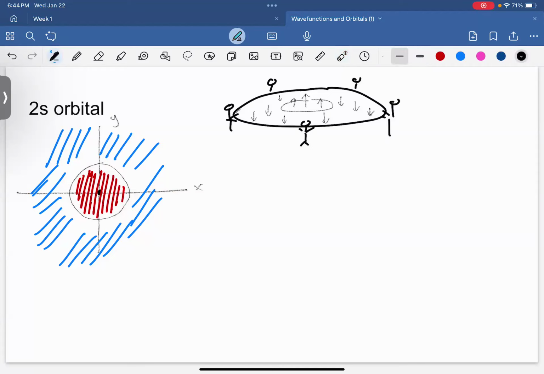So if that didn't make any sense, you can tune back in, and I'll not talk about it again. We do the same thing where we look just along the x-axis and plot our wave function versus r.